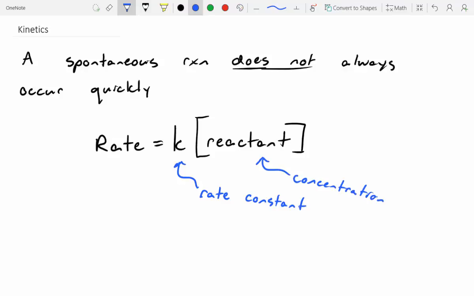This tells you essentially how quickly a reaction will occur. Why does concentration matter so much? Because if you have more stuff hitting each other more often, it's going to be faster to go.